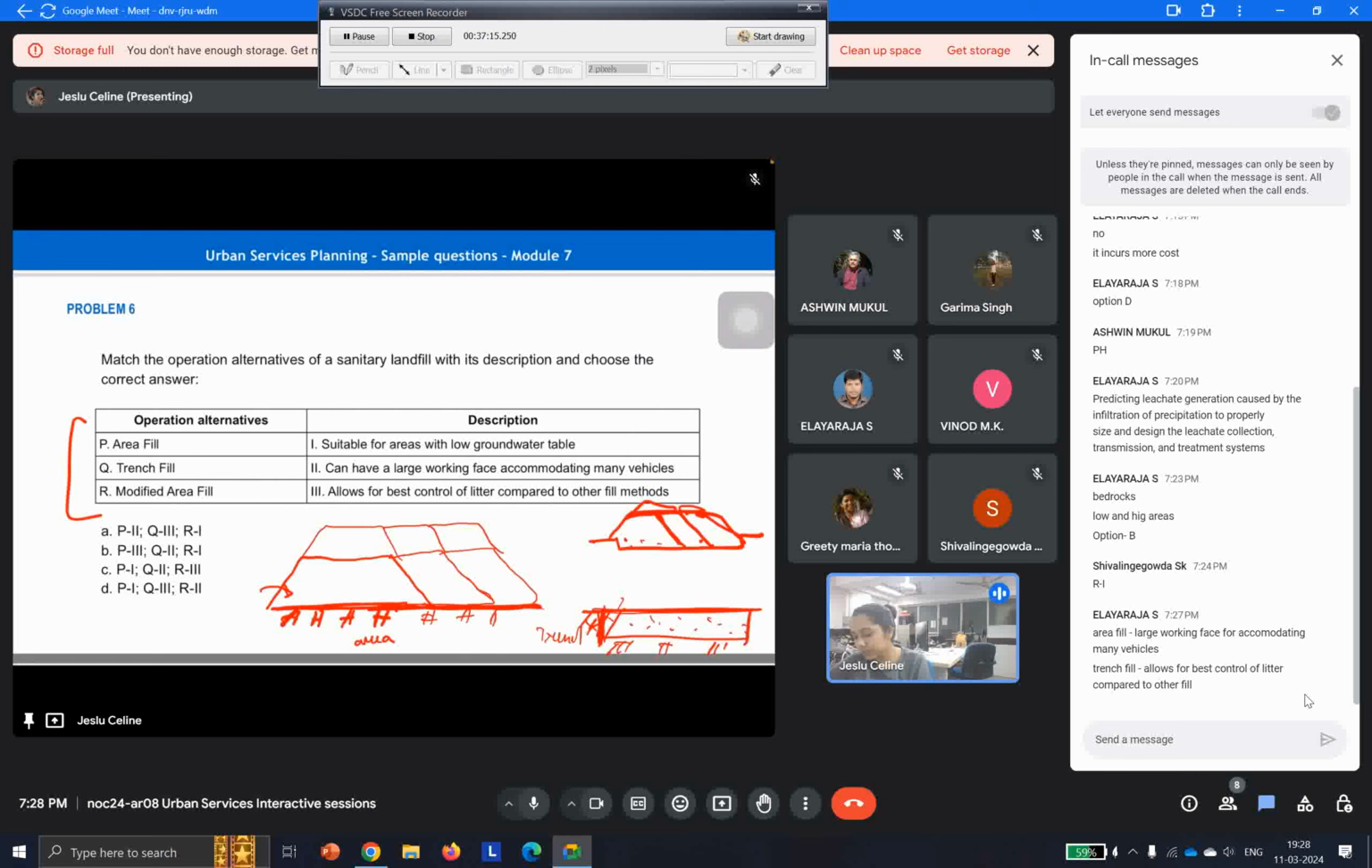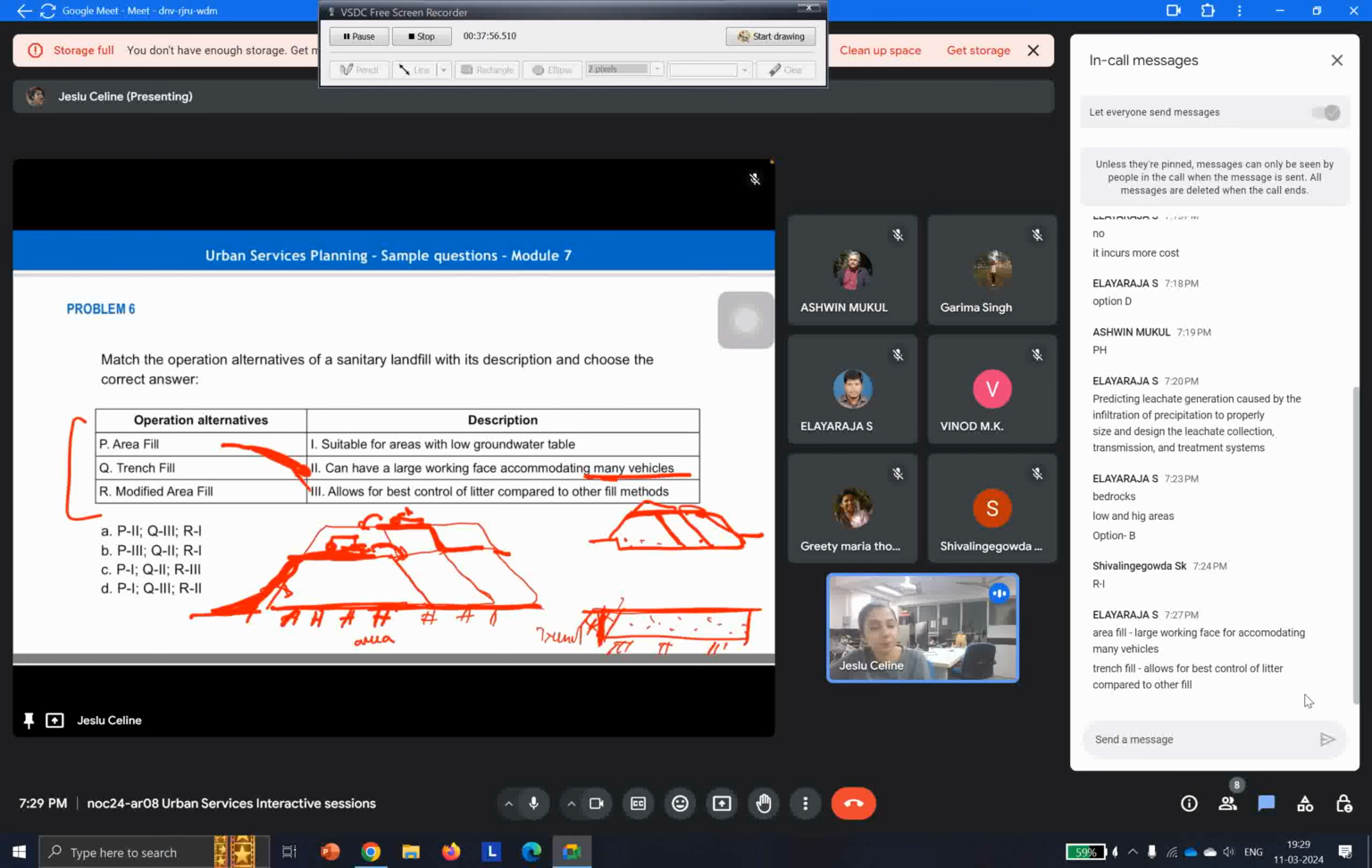That's a correct statement, because in area fill we know that it's on the ground, and this slope is also made in such a way that sometimes vehicles can go up on the ground and park over there and then fill the next one, or there is an additional slope which is created where the vehicles can go up and then again fill. So this gives a lot of space for vehicles, maneuvering space, and large working space. So that's a correct statement which has been answered. It allows a large working area for many vehicles.